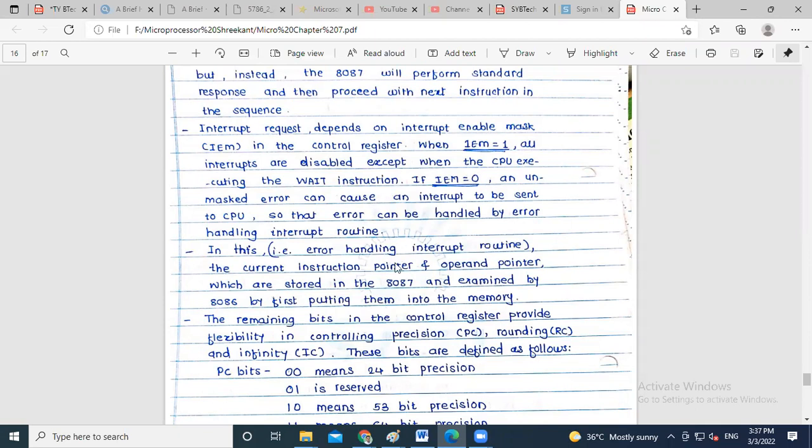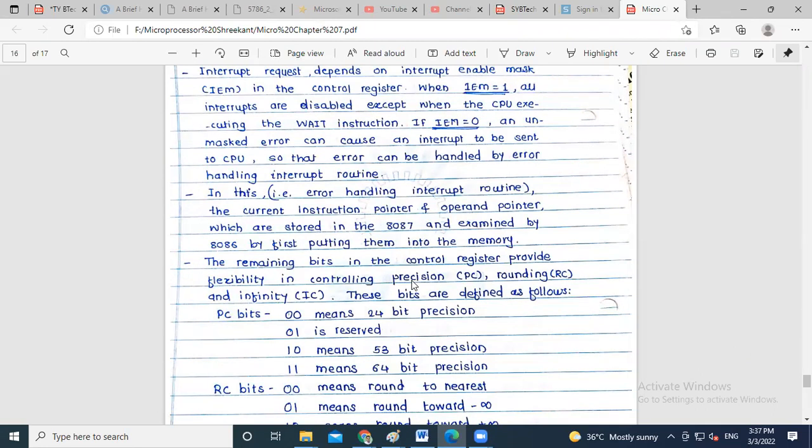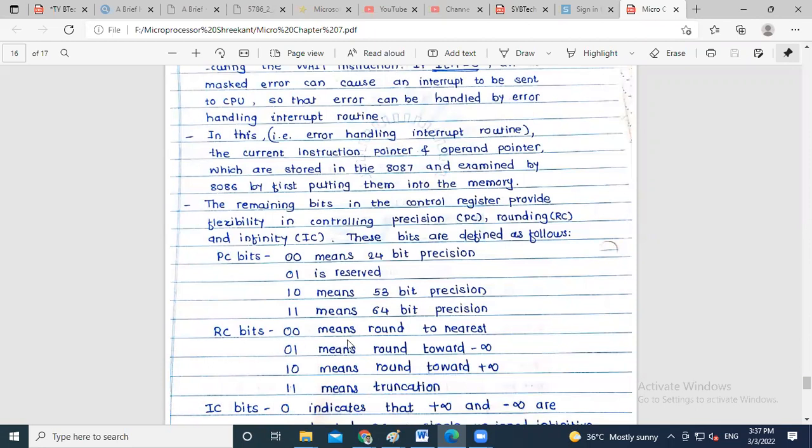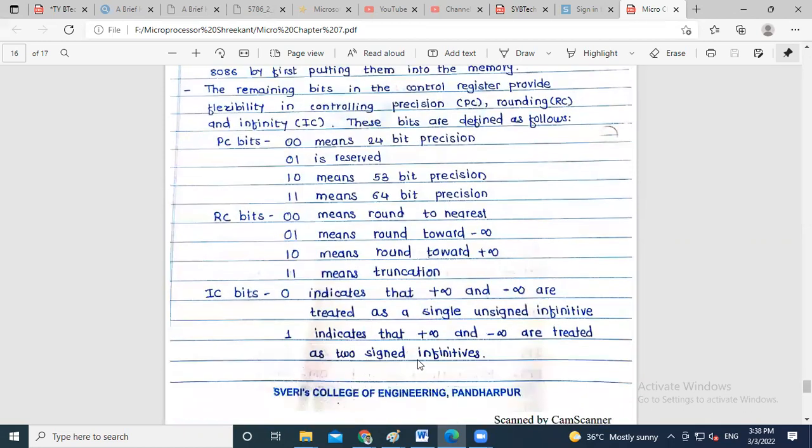And the last one, the remaining bits in the control register, provide flexibility in controlling precision, that is PC, rounding control, that is RC, and infinity control, that is IC. These bits are defined with 00 meaning 24-bit precision, 01 reserved, 10 meaning 53-bit precision, and 11 meaning 64-bit precision. In RC, the rounding bits 00 mean round to nearest, 01 means round towards negative infinity, 10 means round towards positive infinity, and if both are 1, that is truncation.